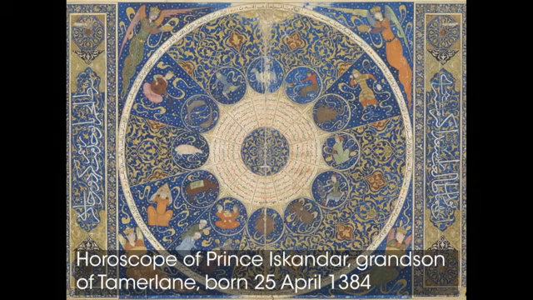Here's one of my favorites, the horoscope of Prince Iskander, who was the grandson of Tamerlane, conqueror of all the known world at the time, basically, and born on 25th April, 1384. And this horoscope, which is converted into a giant tapestry, predicts his whole life from the positions of the stars, the constellations at the time of this individual's birth. And this was not something that just happened to royalty, of course. Probably a number of you have had your horoscopes done too. If you haven't, I recommend it. It's fun. But of course, how could this possibly work?